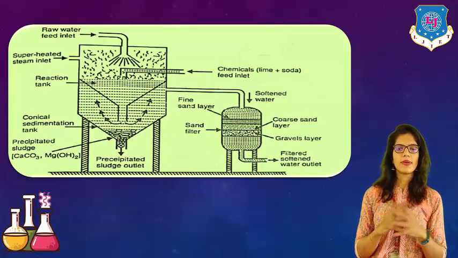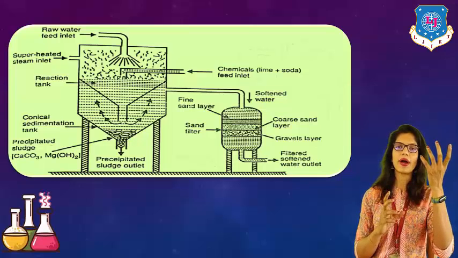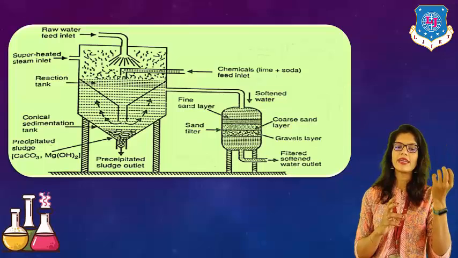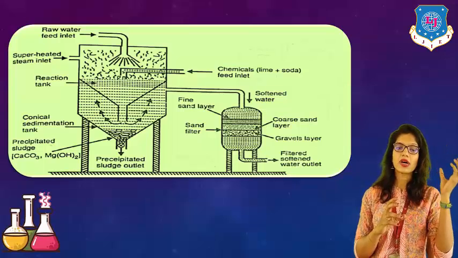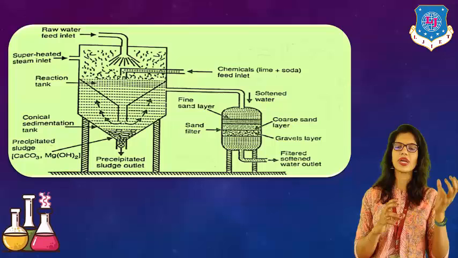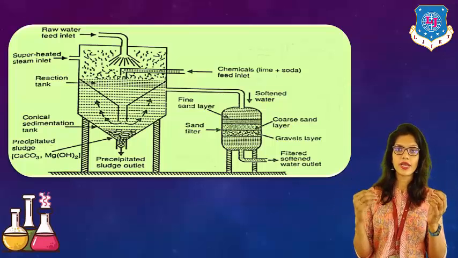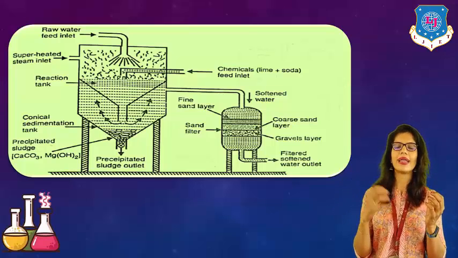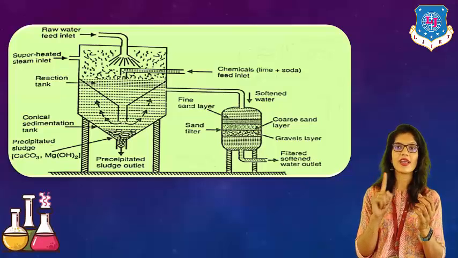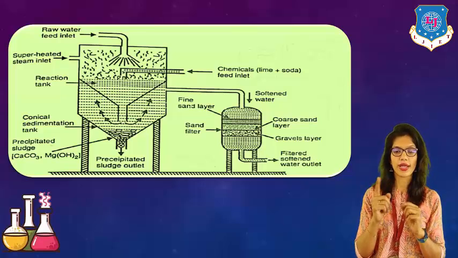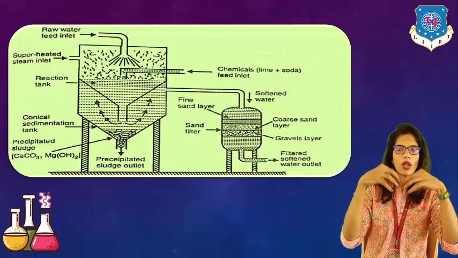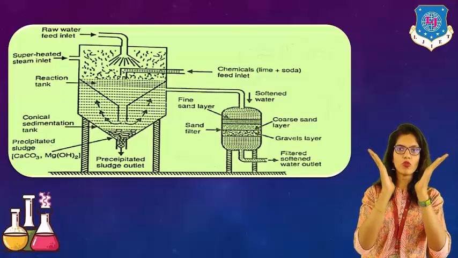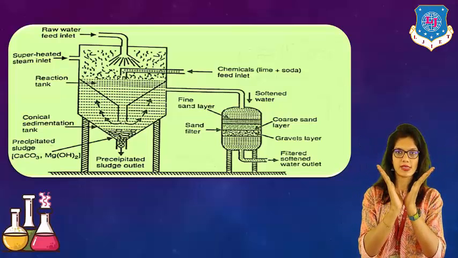Here in the image, as you can observe, we have three different parts. The upper part is a raw water feed inlet, then we give it superheated steam through an inlet, and from another side we give the chemicals, which are soda and lime. Here we will not add coagulants, be sure of it. Okay, they all mix together and move to the sedimentation vessel.